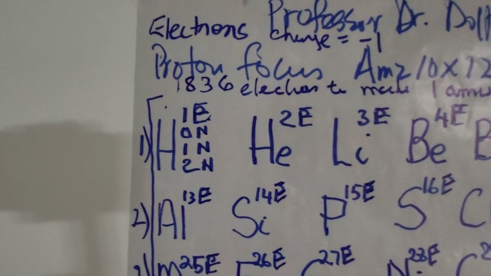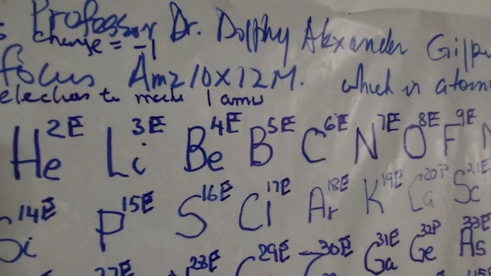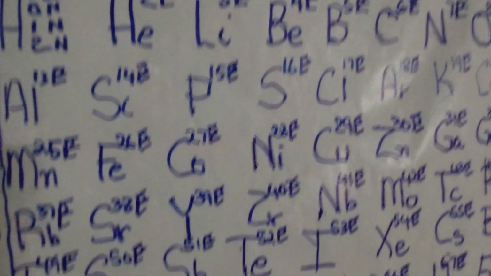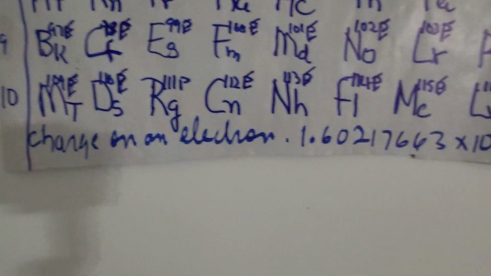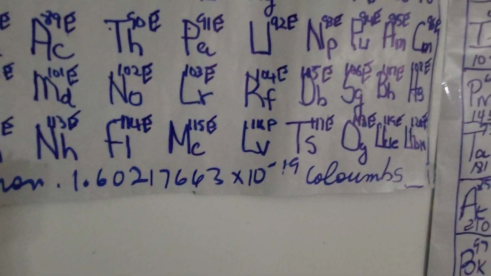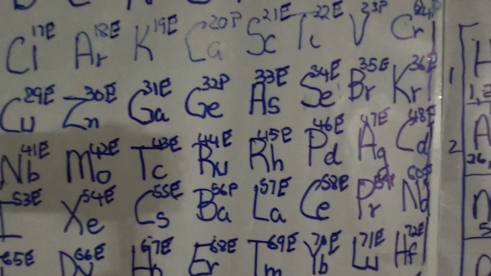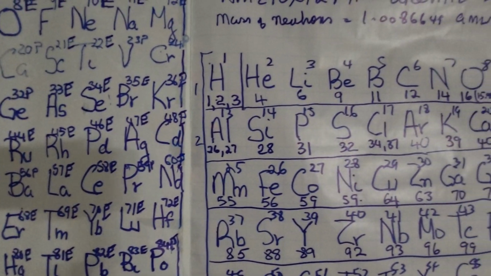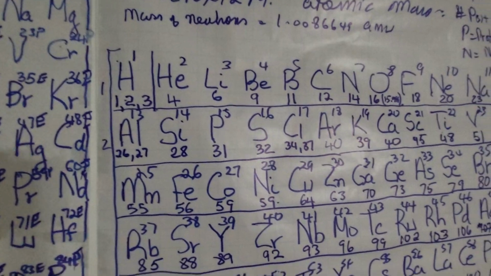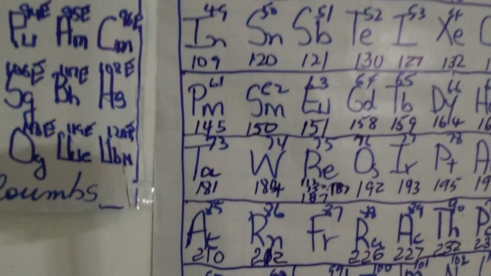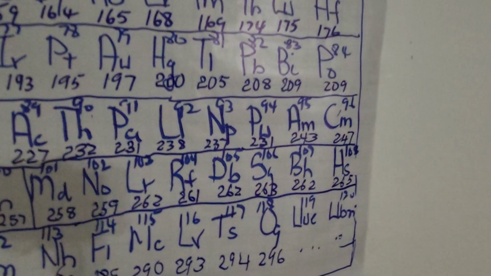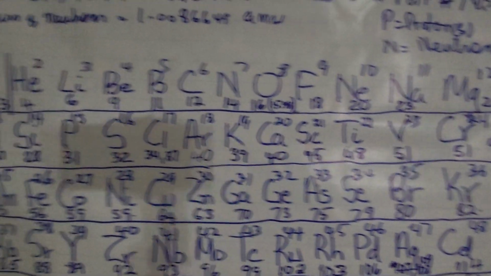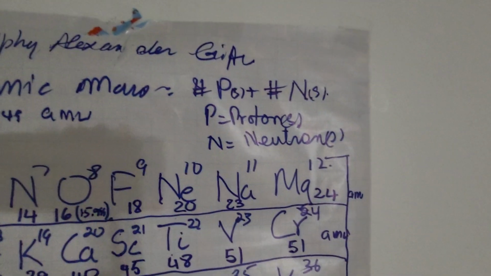Once again, 1836 electrons would make up 1 atomic mass unit, and the charge on the electron is 1.60217663 multiplied by 10 to the minus 19 coulombs. So an electron is negatively charged, compared with a proton, which is positively charged, and the neutron, which is neutrally charged, or 0 charge. So there we have it. Amazing 10x12 matrix with an electrons focus.